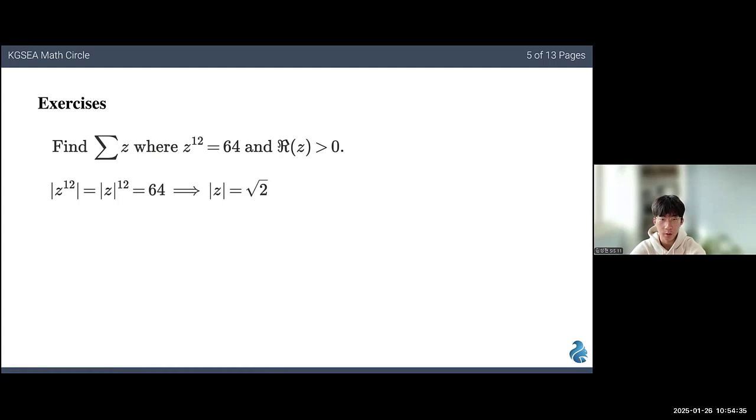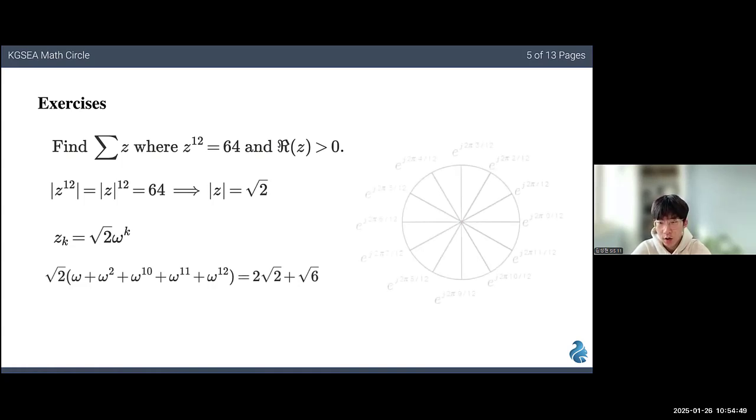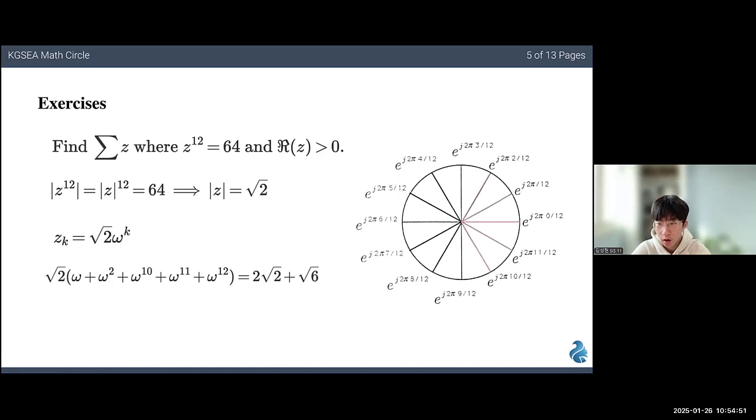Now we can establish a relation between z and each root of unity, or where n equals 12 to be specific. And just by direct computation, you get that this sum is equal to 2 square root of 2 plus square root of 6. We can see a diagram here where the red roots of unity are the ones of interest that have a real part greater than 0.